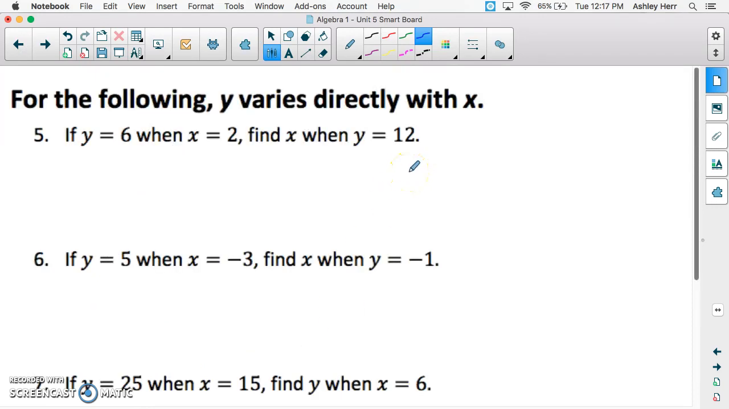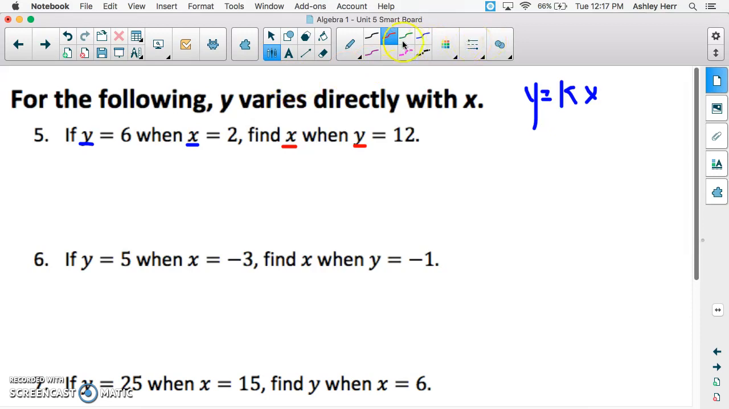For this set of problems, it's for the following: y varies directly with x. So I'm telling you that it varies directly with x. For number 5, it says if y is equal to 6 when x is equal to 2, find x when y is equal to 12. Remember, our direct variation equation is y equals kx. On this problem, I'm only giving you y and x. I'm not giving you k.